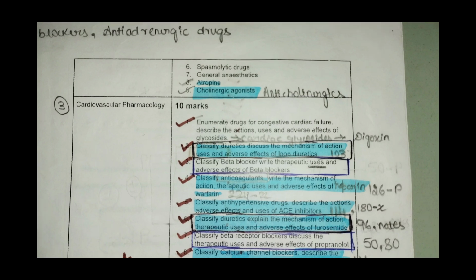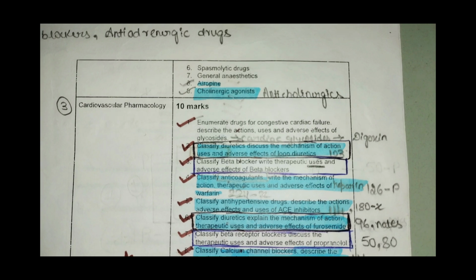Coming to the third chapter, that is cardiovascular pharmacology. In this, the important 10-mark questions are: first one, enumerate drugs for congestive cardiac failure, describe the actions, uses and adverse effects of glycosides. Second one, classify diuretics, discuss the mechanism of action, uses and adverse effects of loop diuretics. Third one, classify beta blockers, write therapeutic uses and adverse effects of beta blockers.